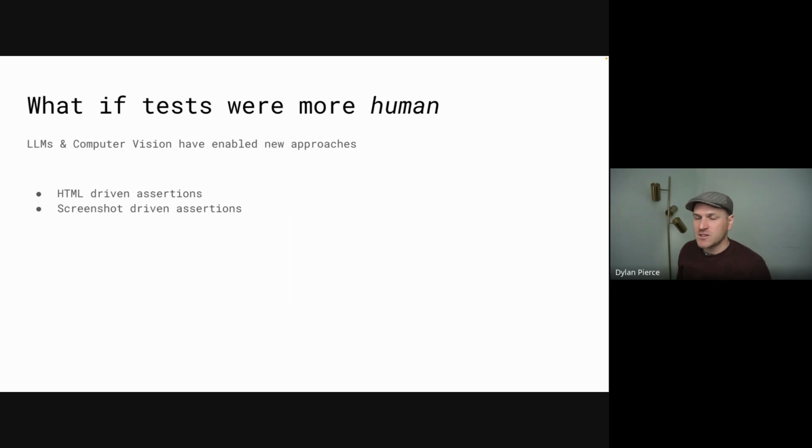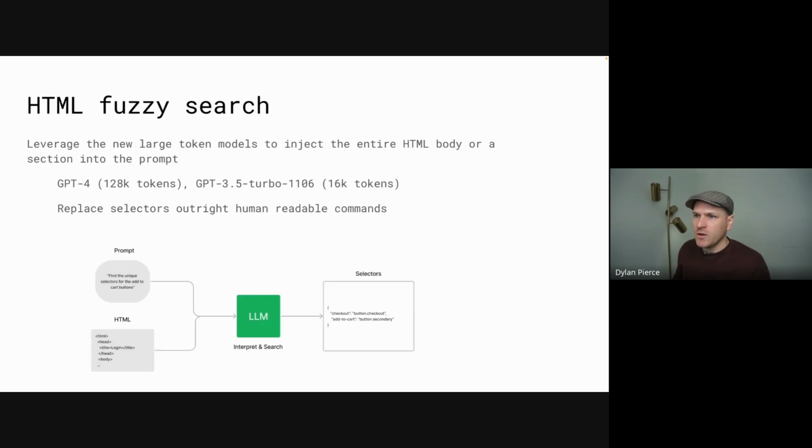The first approach sounds like it's exactly the same as what we're doing currently by using CSS selectors, but instead of predetermining these rules, like adding the data prefix or using a special CSS class name, and communicating that between the design team and the QA team, what we could do is have the LLM interpret the HTML for us. What that looks like is you can use large token models that allow us to use the entire HTML body as part of a prompt to an LLM.